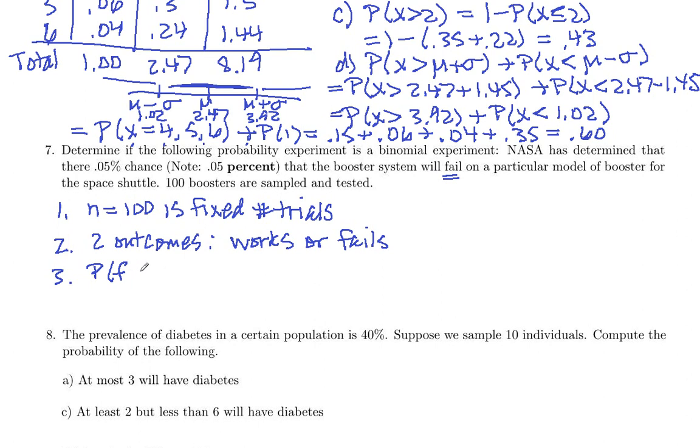Well, if it works, we're great. We love that. If it fails, we're really concerned. So if a booster fails, the probability of failure for any booster is 0.05%, which is 0.0005, because percent, you move it 2 to the left. And this is the same for all trials.